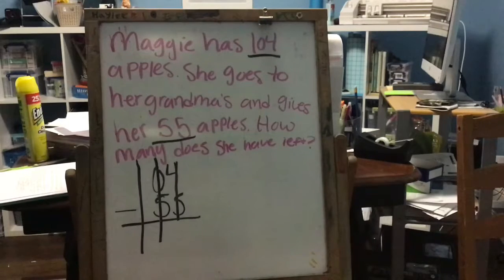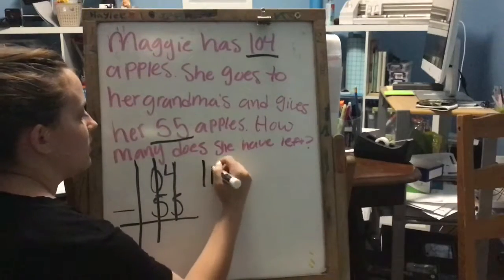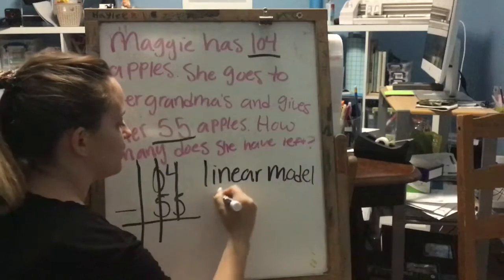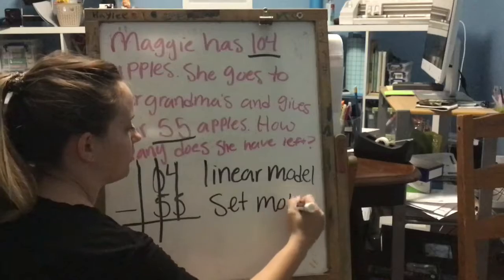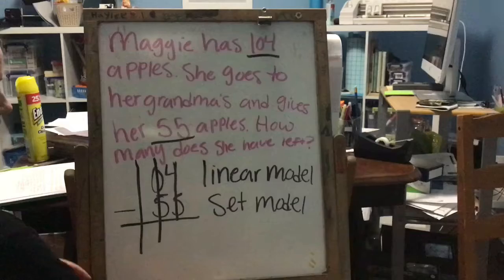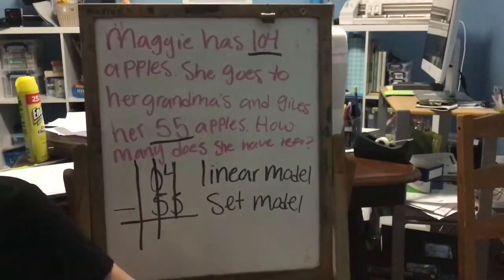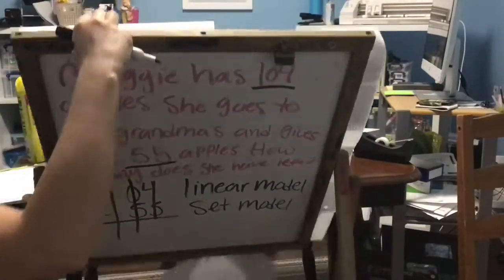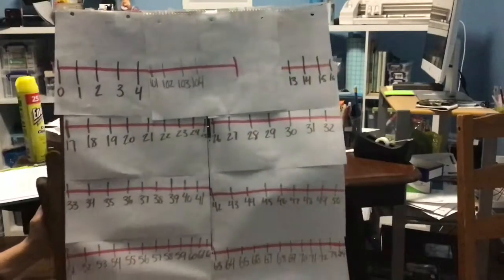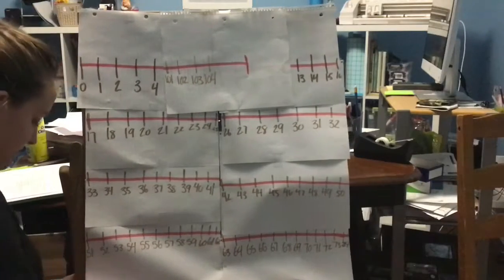So we are going to approach this two ways. One is called the linear model, and one is called the set model. So we're going to start with the linear model. I've made a number line that we are going to look at. Our number line goes all the way to 104. We started it right up here just so we could see.